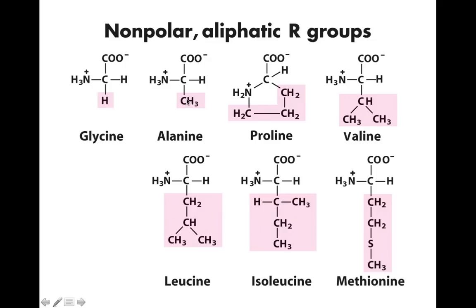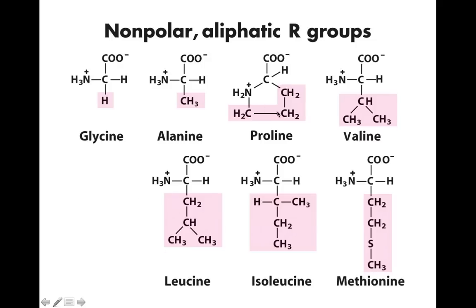Now as you increase, going from an R group of hydrogen to an R group which is CH3, a methyl group, that's alanine, the second smallest amino acid. The smallest amino acid is when the R group is hydrogen, and that's glycine. And you see here leucine, isoleucine, methionine, and valine.